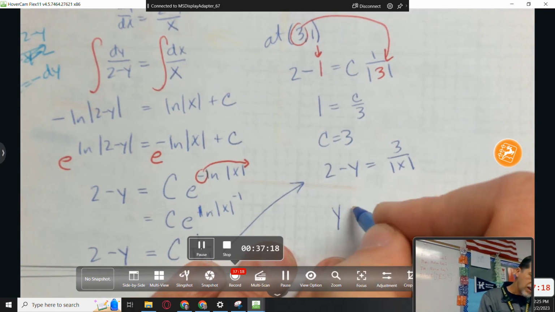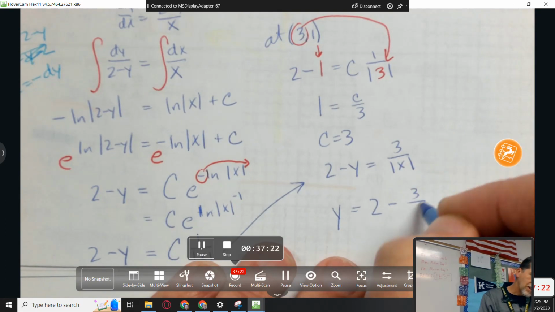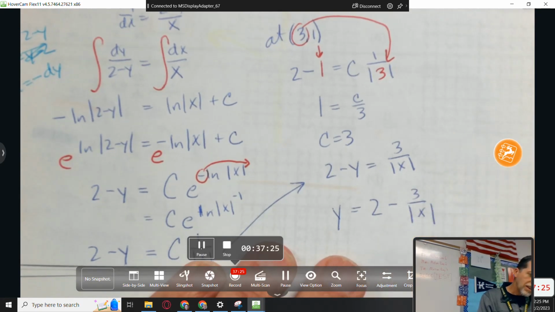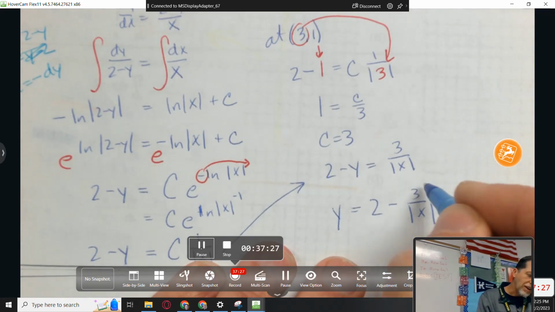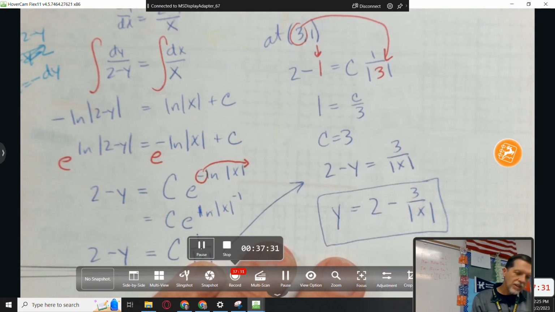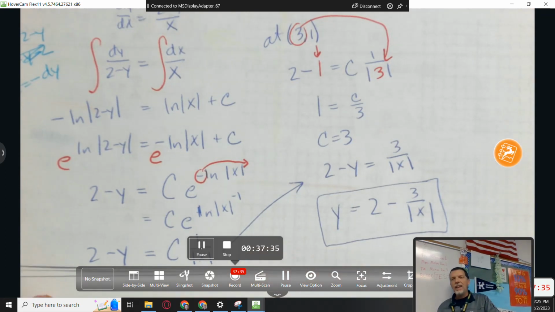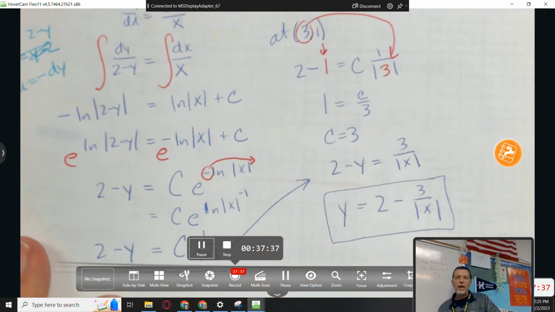Move the y over, move the 3 over x stuff over. Man, that's a terrible answer. That's the correct answer. You're not going to get one that bad on a solving problem.